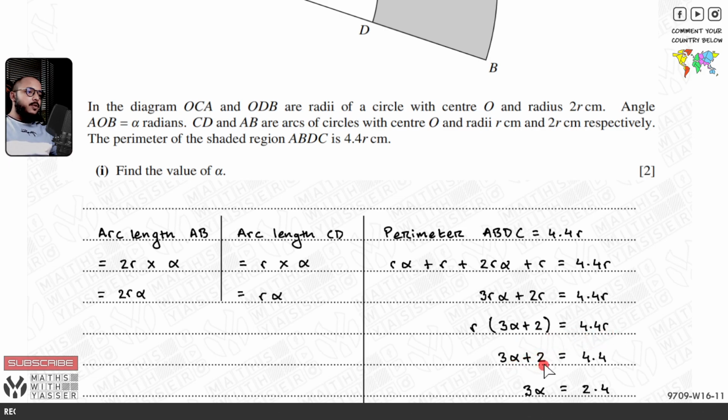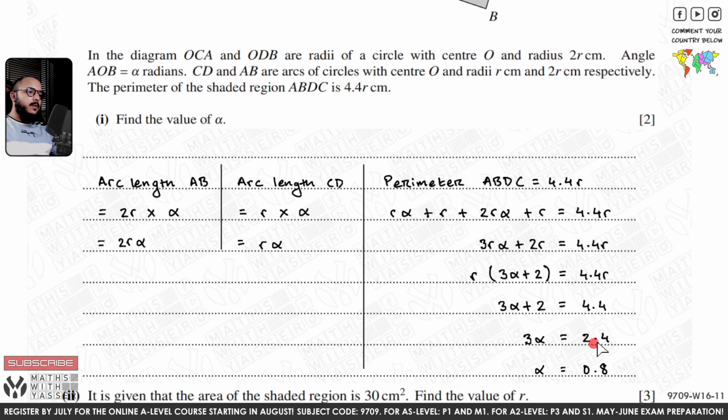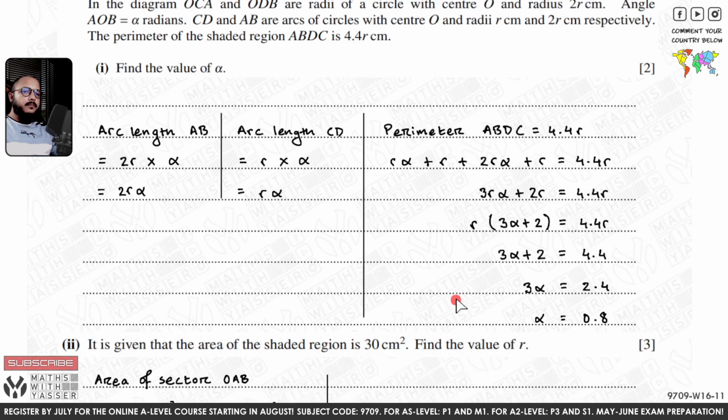So 3 alpha plus 2 is just 4.4, as we are dividing both sides by R. Now we are left with 3 alpha is equal to 2.4. Therefore, alpha is equal to 0.8.